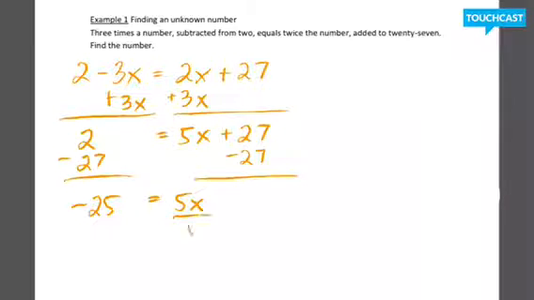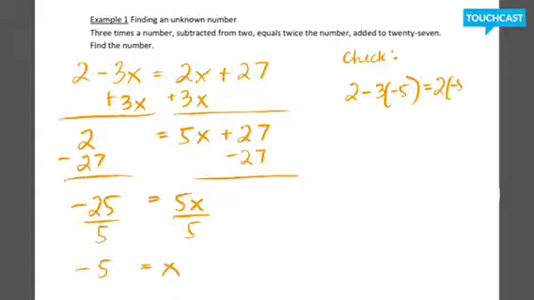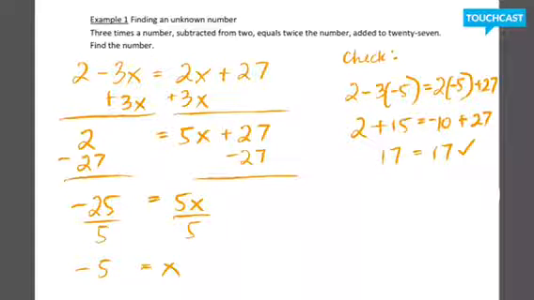And now we divide both sides by 5 to get negative 5 equals x. Now we're going to check it in our equation. And so here is our check. 2 minus 3 times negative 5 equals 2 times negative 5 plus 27. And now, of course, do the left-hand side, do the right-hand side, and it checks. So negative 5 is the number that we begin with.